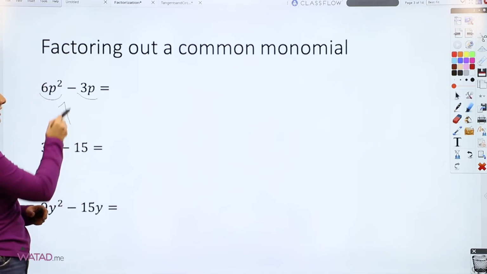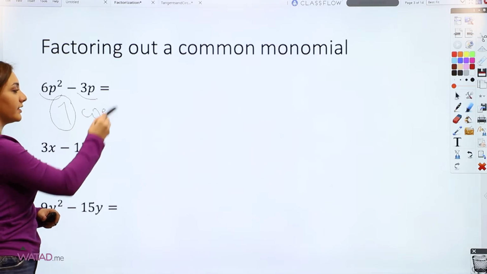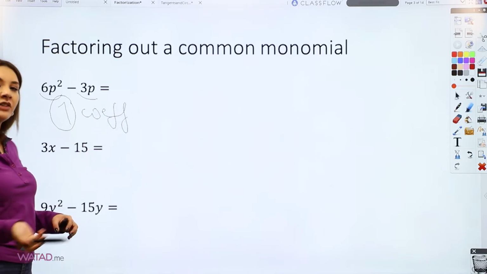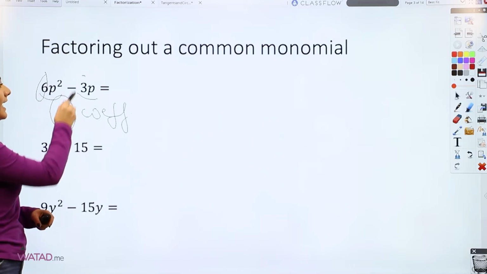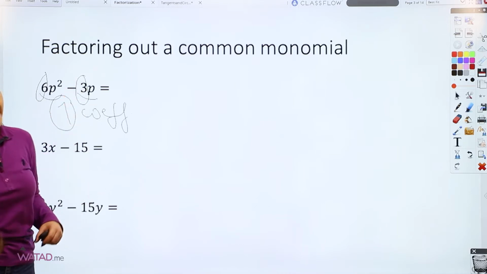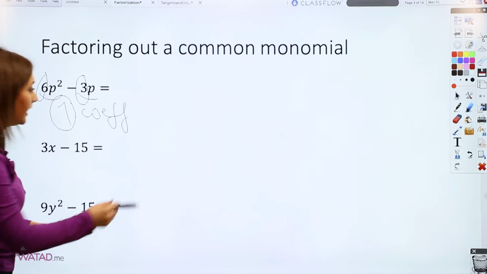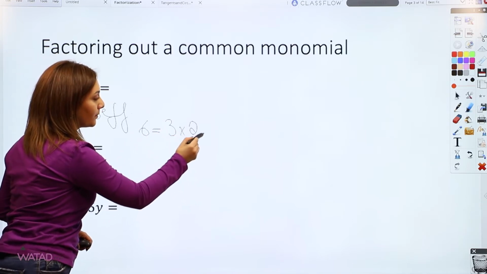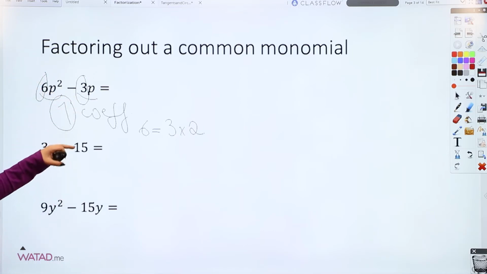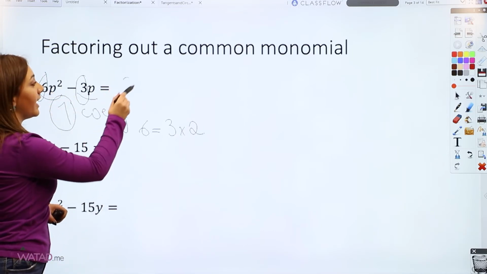First, the coefficients. First step, we check the coefficients. Do they have anything in common? 6 is the coefficient of the first variable, and 3 is the second. Yes, they do have something in common. Actually, 6 is equal to 3 times 2. So I can factorize by 3.